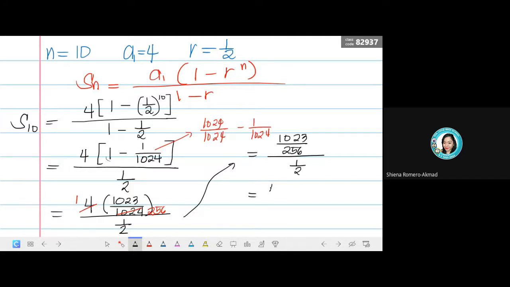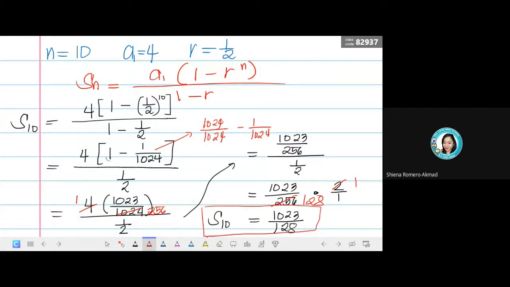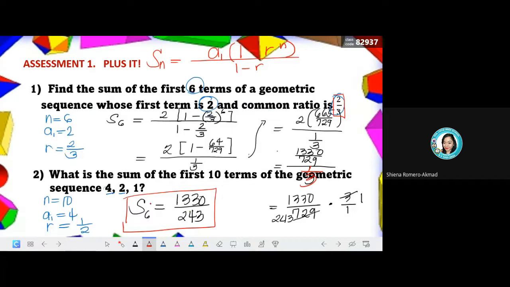Copy the numerator. 1,023 divided by 256 times 1 half, which is 2 over 1. Okay? Then, pwede tayo mag-divide ng 2. Dito. Divided by 2. This is 1. This is 128. So, magiging answer natin ay 1,023 over 128. So, check natin kung tingin ko naman hindi siya divisible. O, hindi siya divisible. So, the sum of the first 10 terms of the sequence is 1,023 over 128. So, ganyan po paano magsosolve kapag fraction yung ratio.